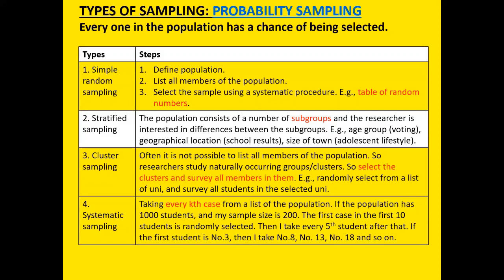And then number 3 is cluster sampling. Sometimes it's not possible to list out all the members of the population, but you are able to list the clusters, the groupings. So you then pick the cluster randomly, and for that cluster, everybody inside has got to be studied. Number 4, systematic sampling. I already talked about it just now. Every K student.